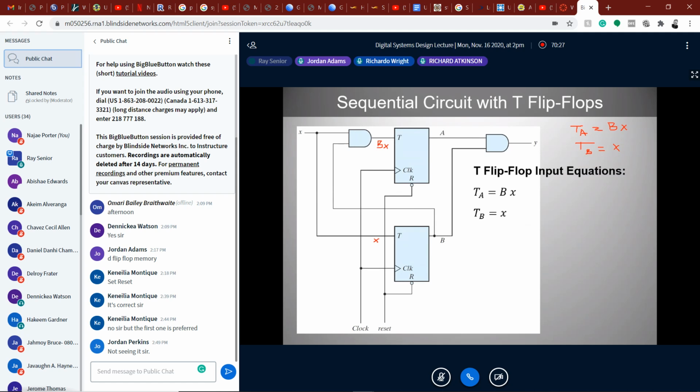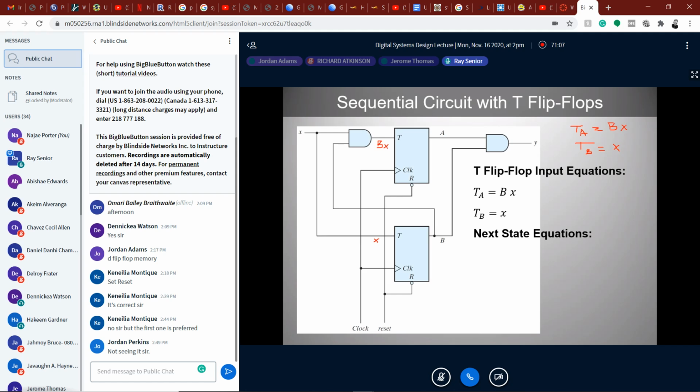So for TA, the next state would be T, which is BX, exclusive OR BX? Or T exclusive OR BX? Yes. T exclusive OR BX? No, that wouldn't be right. Why? The present state for TA would be what? The present state would be what?